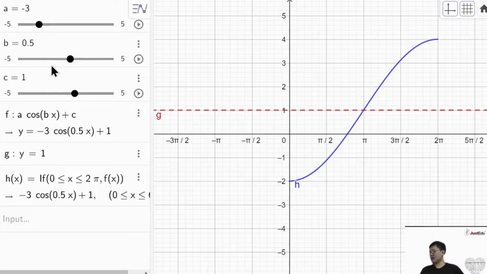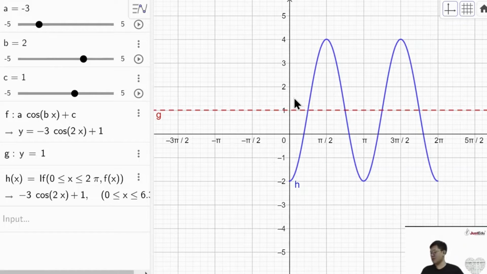B cannot be negative, right? If B is negative, then that will be out of the syllabus within the O-level syllabus. B can be negative when we go to A-level, tertiary education, then we talk about that. So for O-level, what you need to know now is that B is actually a number that we can use to find the period here.